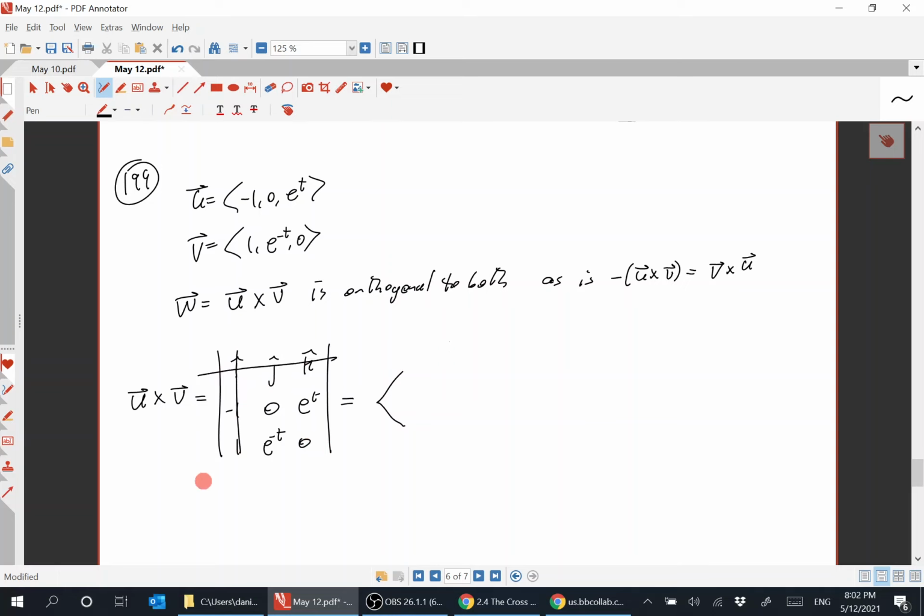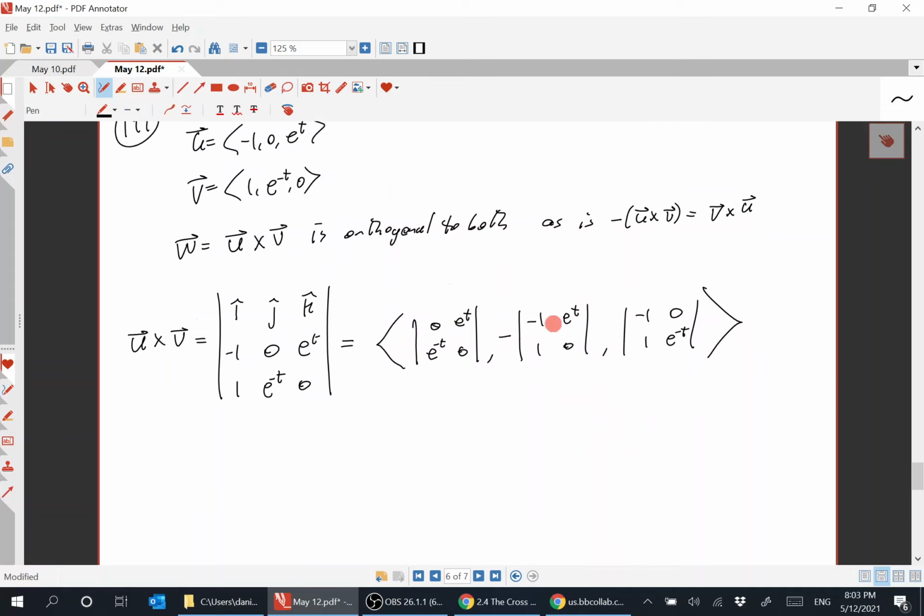So in the X component, cross out first row, first column, and you're left with a 2 by 2 determinant: 0, e to the t, e to the minus t, 0. And then for the J component, cross out first row, second column, and what's left over, you put in the 2 by 2 determinant, and you negate it in the end. And then in the Z component, you have that 2 by 2 determinant. And that's the cross product. In the book, they use the IJK notation rather than doing it this way. I really don't like the IJK too much.